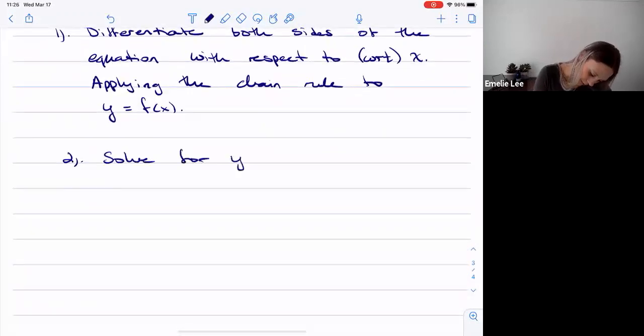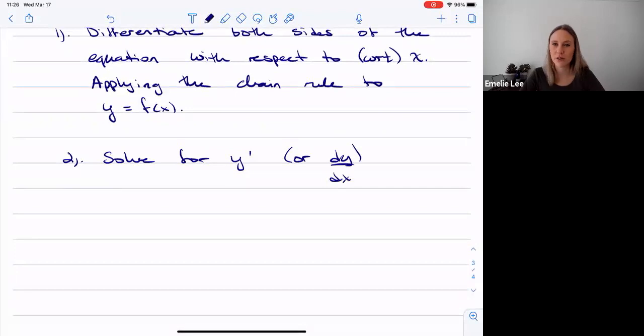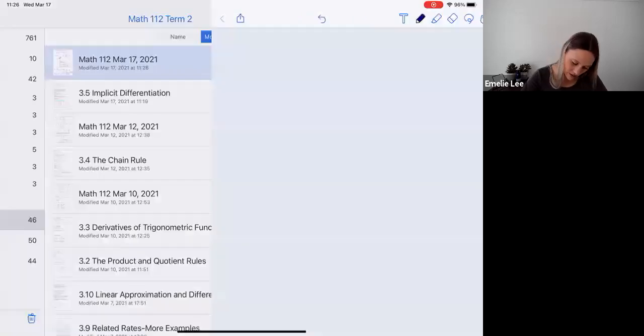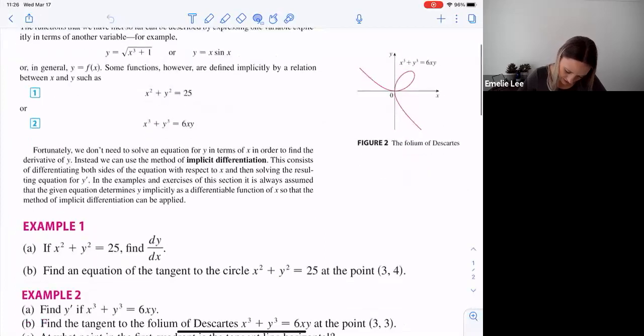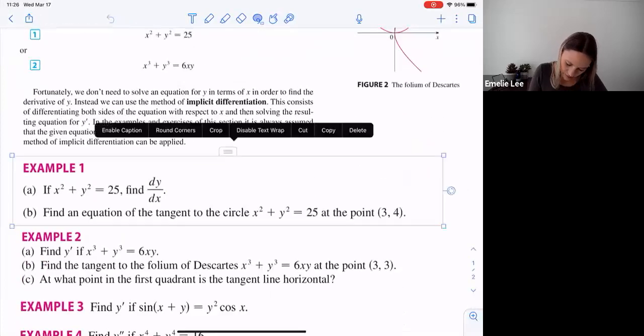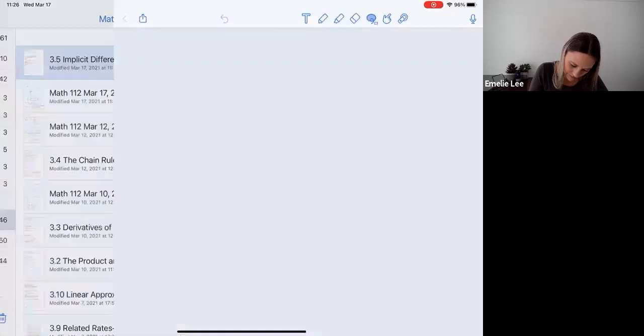I'll say solve for y prime or dy dx if you prefer that notation, but I know you don't. I feel like we've established that. You guys prefer the primes, and me too. All right. So let us do example 1.